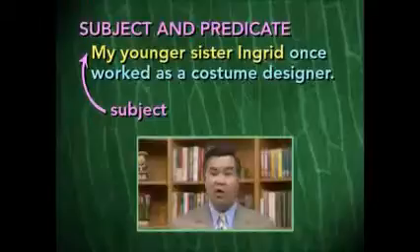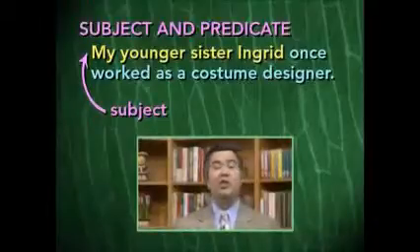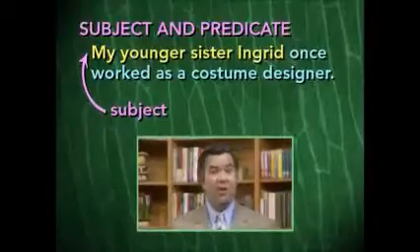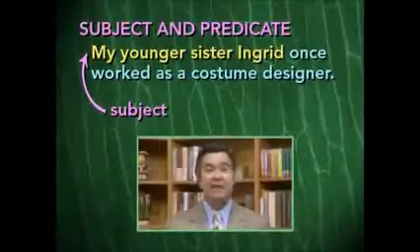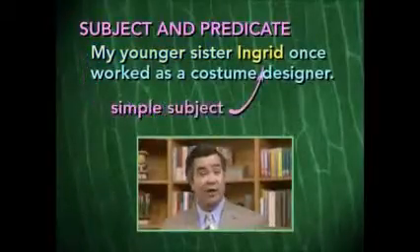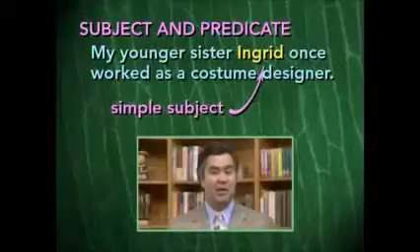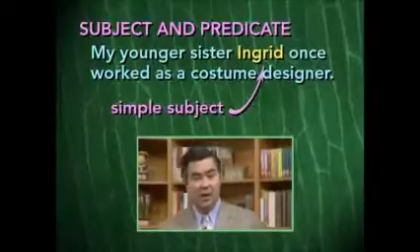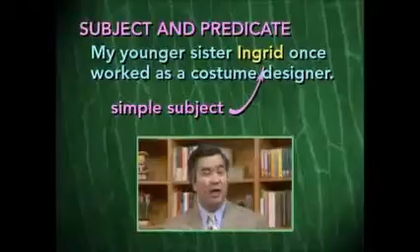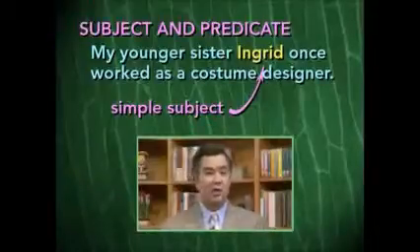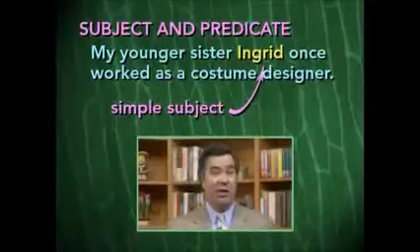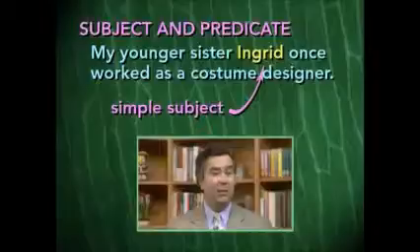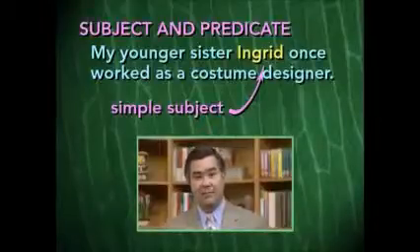Is there one word within that subject which is the most important word, the word that tells you specifically what the sentence is about? Yes, it's the last word, Ingrid. So Ingrid is the simple subject of this sentence. The other words in the subject are there to give more information about the simple subject. So the words my younger sister are there to give more information about Ingrid. They tell us a little bit more about who Ingrid is.